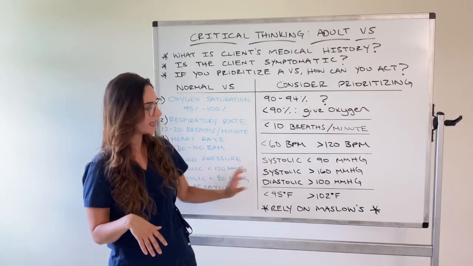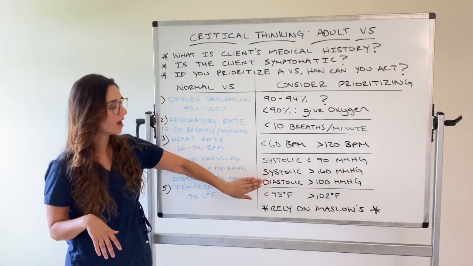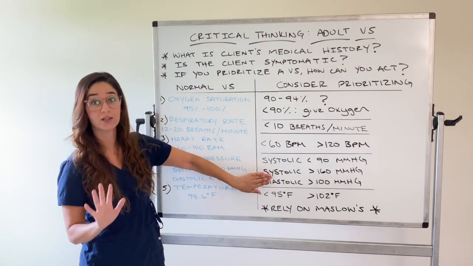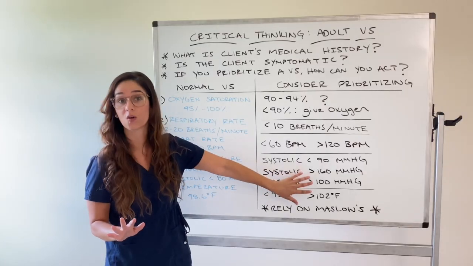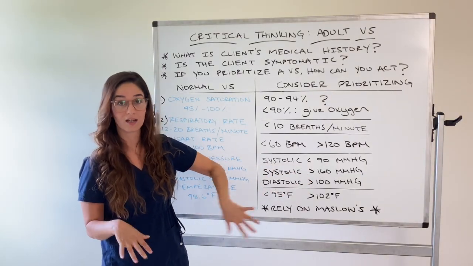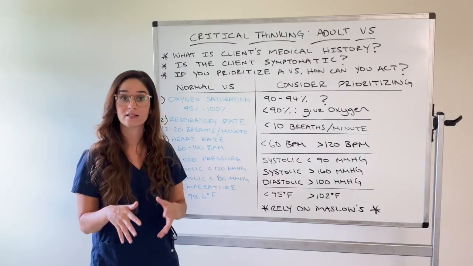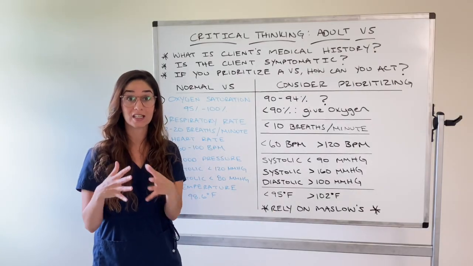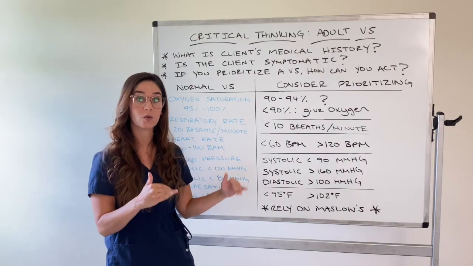Now, in terms of the high end, please let me emphasize, we do not want people's blood pressure to be over 160 systolically or over 100 diastolically. We would want to really have a goal blood pressure much lower than this.